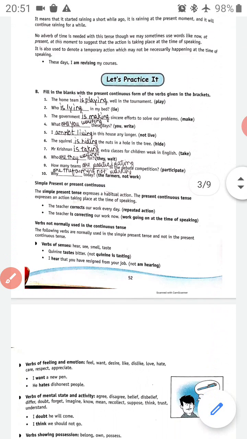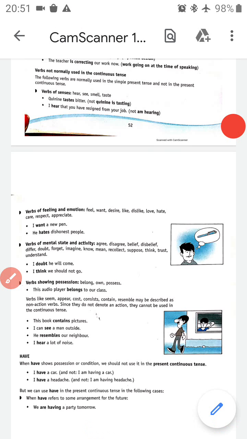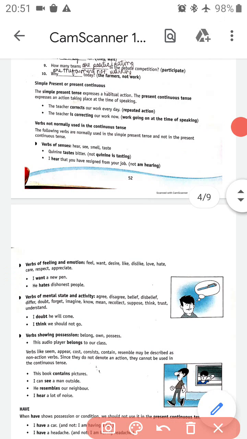Simple present or present continuous tense. The simple present tense expresses a habitual action, the present continuous expresses an action taking place at the time of speaking. So in simple present tense we talk about a habit, but in present continuous tense we talk about an action which is taking place at the present time.